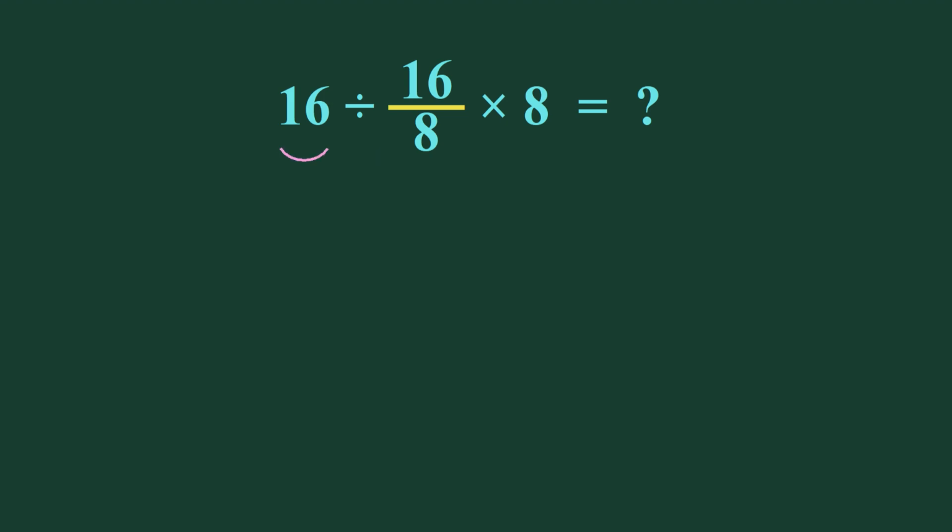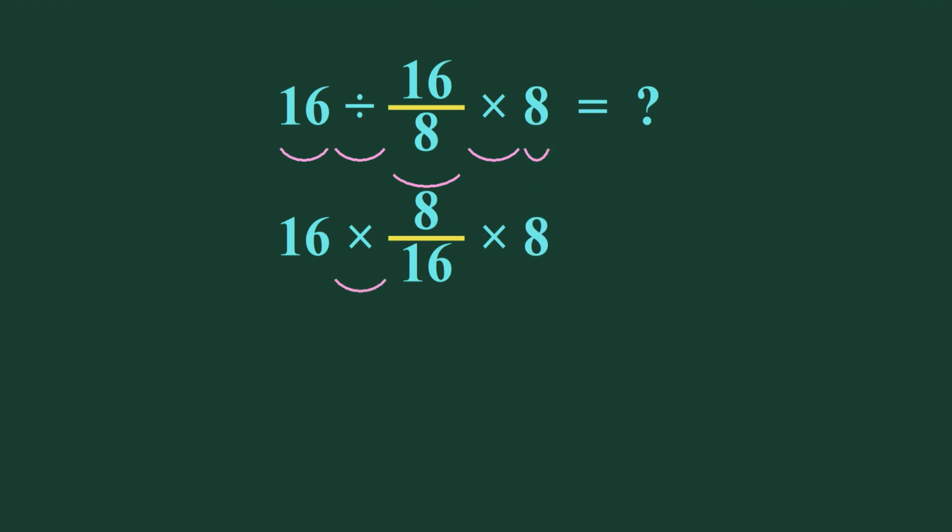16 divided by 16 over 8. To do this division, write down the 16, then change division to multiplication and flip this fraction to 8 over 16. And here again, we have times 8. Now we have this new problem.